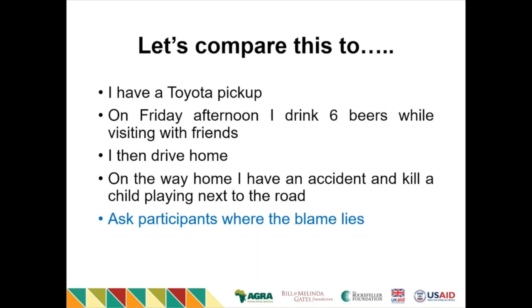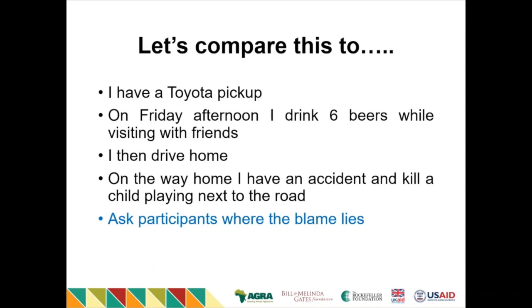What I want you to do, as a trainer and as a person giving maybe a presentation to people involved with fall armyworm control, is use an example to try and illustrate this problem. So you can tell the audience, for example, you have a Toyota pickup. On Friday afternoon after work, I decided to go and drink a beer while visiting with my friends. And then after I'd done that, I got in my Toyota pickup and I drove home. And on the way home, I had an accident, and there was a child playing next to the road that was killed because of this accident.